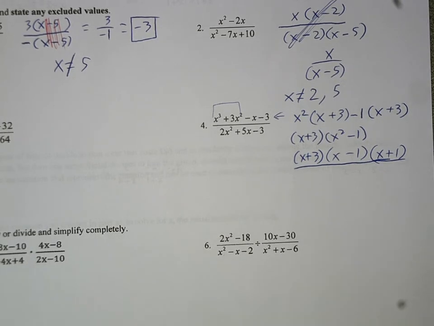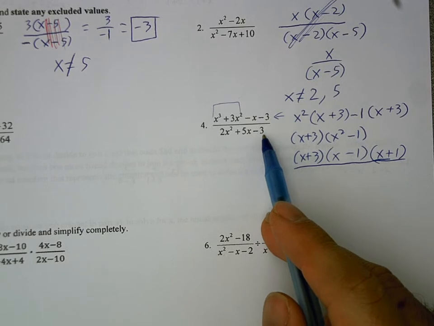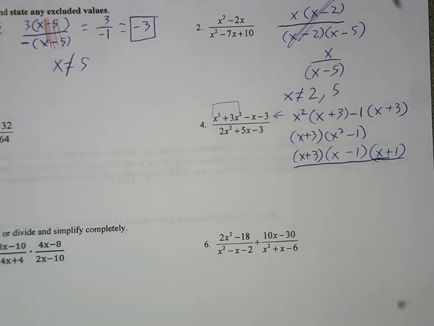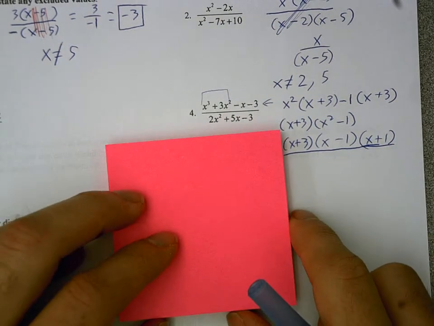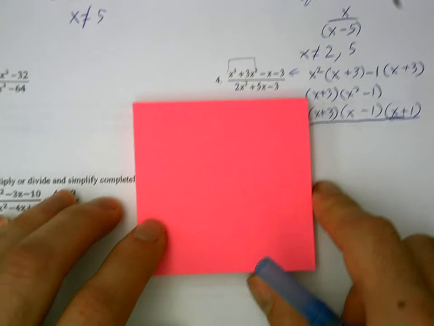Now I need to deal with the bottom. 2x squared plus 5x minus 3. This one, probably easiest to factor by grouping. Or sorry, not by grouping. Factoring using either guess and check or the area method. So I'm going to show you the area method again.